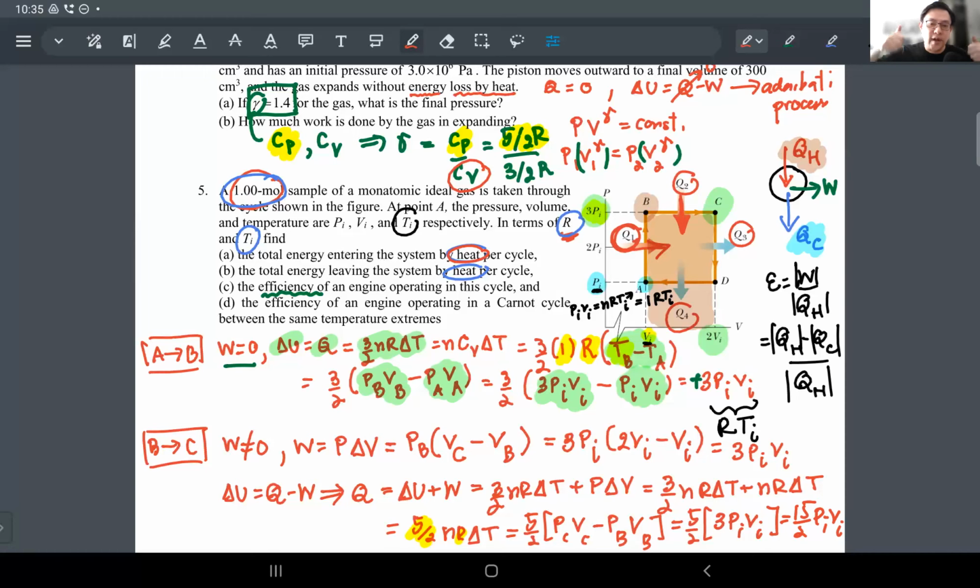Very good. I think this is actually the same as the one that we did in class because it has pretty much a rectangular shape for the process. So that's why the way we calculate this probably looks familiar to you. But I think this is a good review.